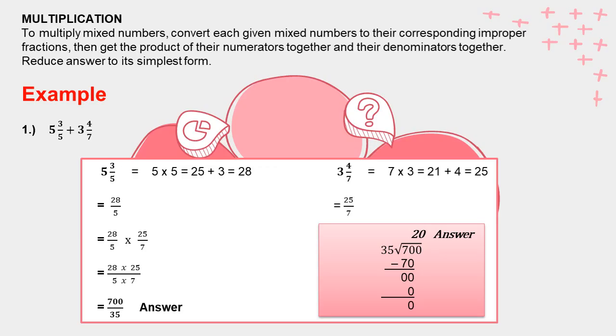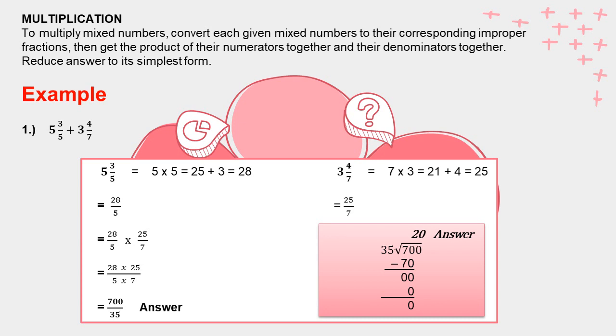Next, for multiplication, to multiply mixed numbers, convert each given mixed number to its corresponding improper fraction, then get the product of their numerators together and their denominators together. Reduce answer to its simplest form. For another example in multiplication, first we have here 5 and 3/5 times 3 and 4/7. So, paano natin sisimulan, class?